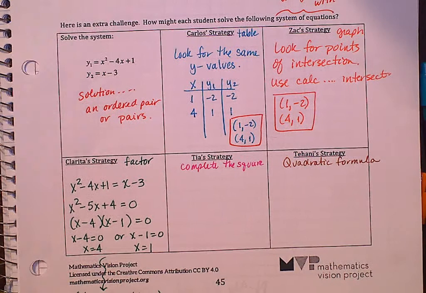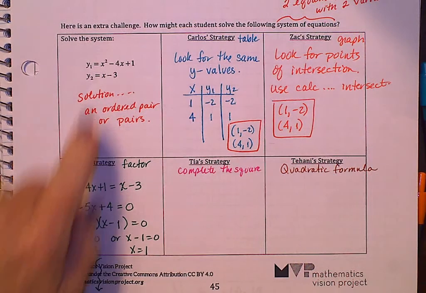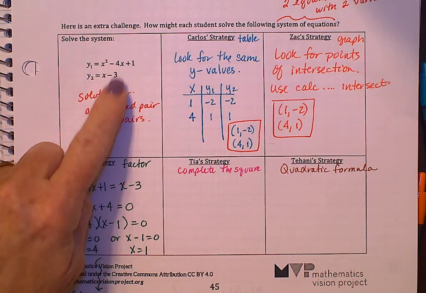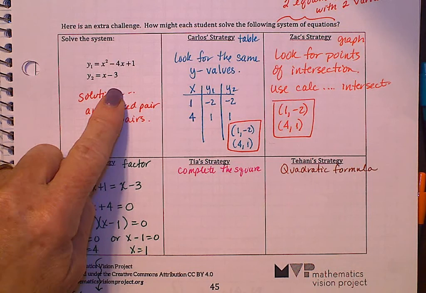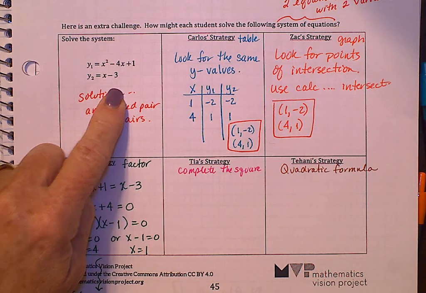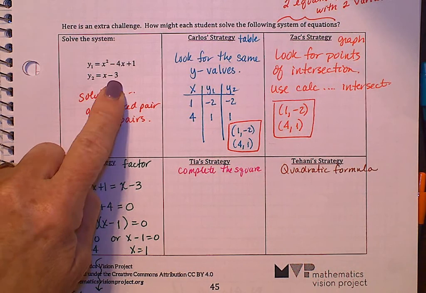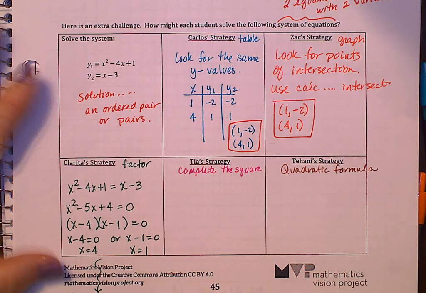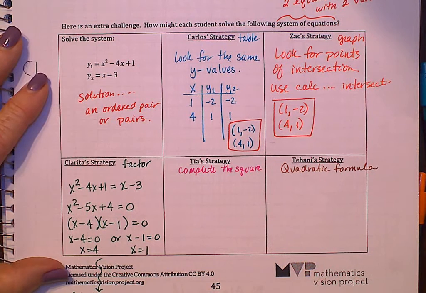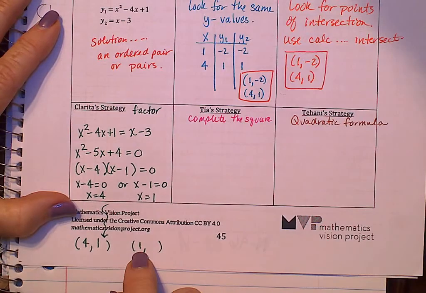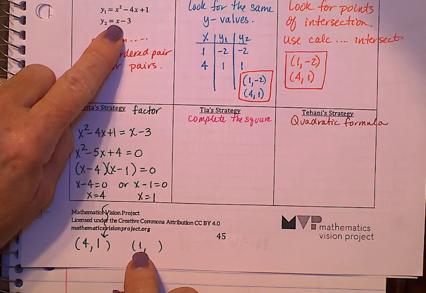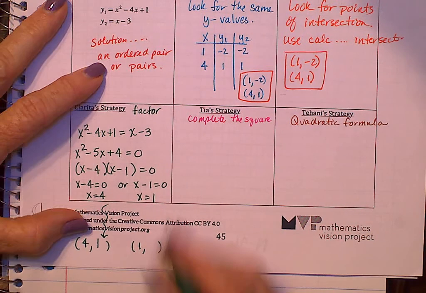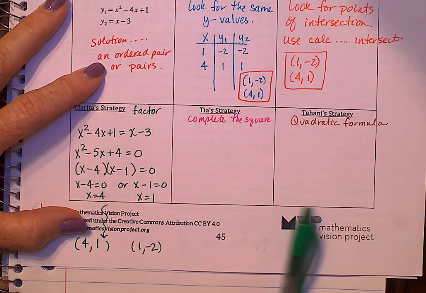We're going to take this x value and plug it back up here into one of these equations. Doesn't matter which one, I'd probably choose the easiest one. Why don't we use this one, y2? So plug a 4 in. 4 minus 3 is 1. And same thing, take this 1 and we'll plug that 1 back up in here. And we have 1 minus 3, which is negative 2. And there's your ordered pairs.